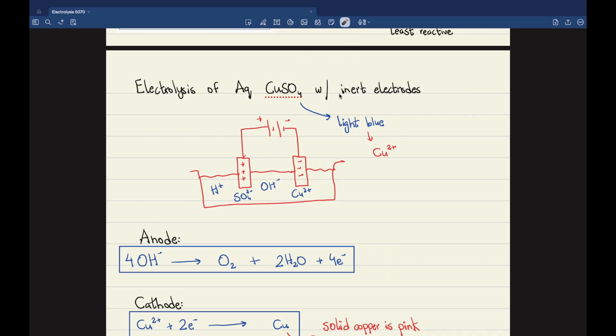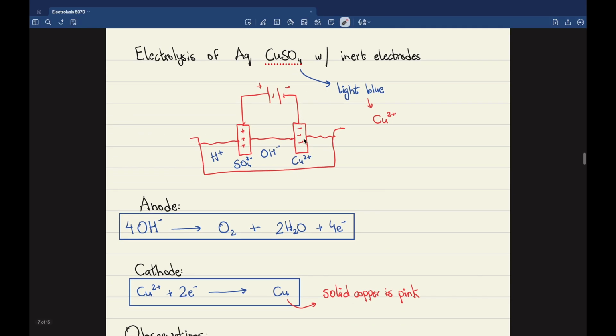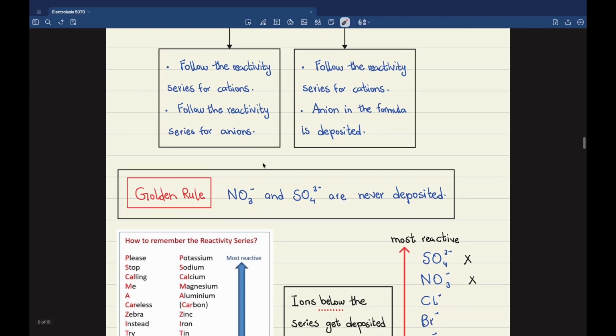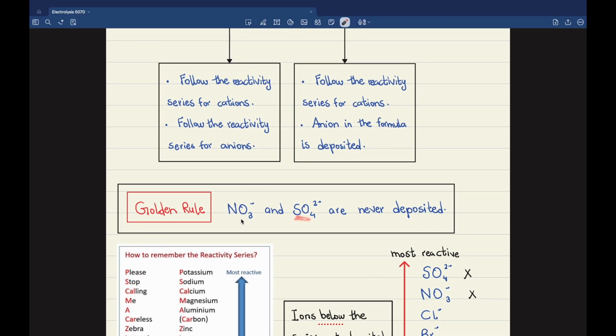Okay, so let's talk about aqueous copper sulfate solution, which we did discuss in the previous class. Whenever we say aqueous and we don't mention whether it's concentrated or dilute, we will assume it's dilute. In this case we have two anions, the hydroxide anion and the sulfate anion. As I told you, the golden rule says that sulfate anion and nitrate anion can never ever be deposited.